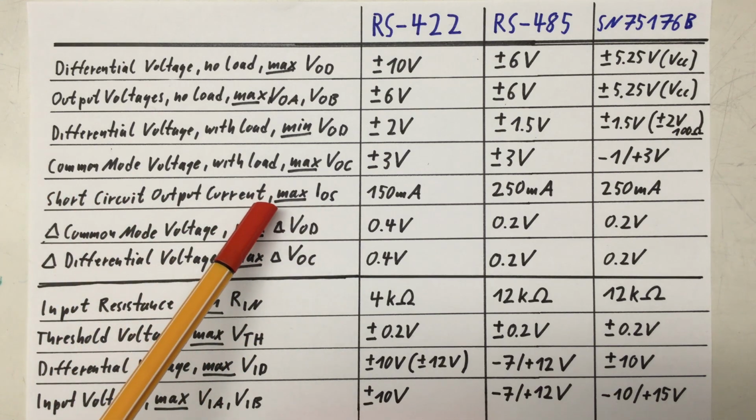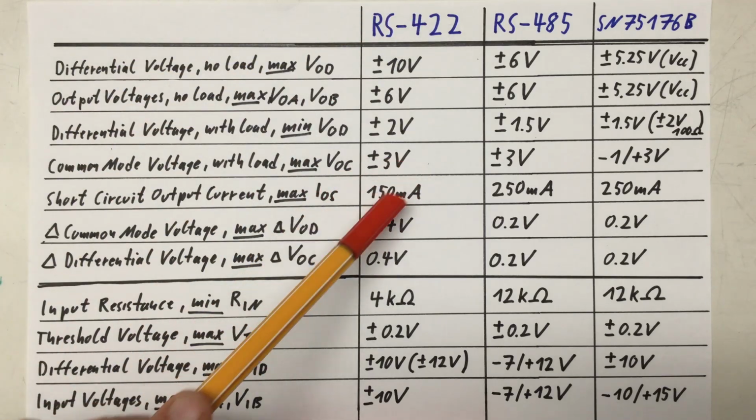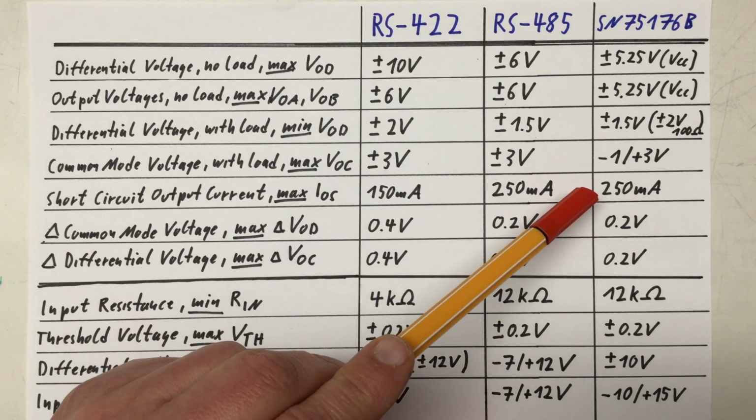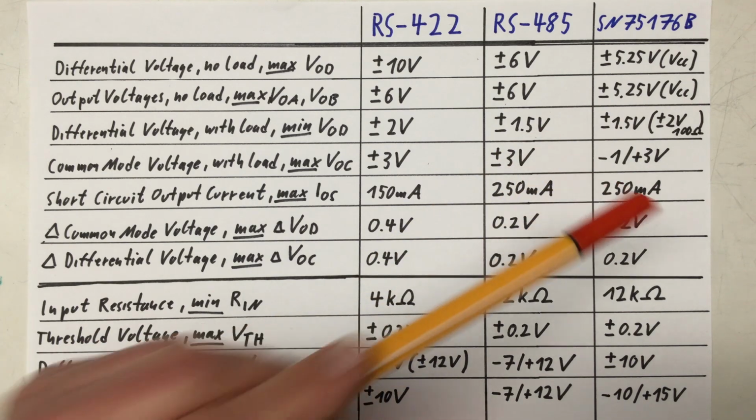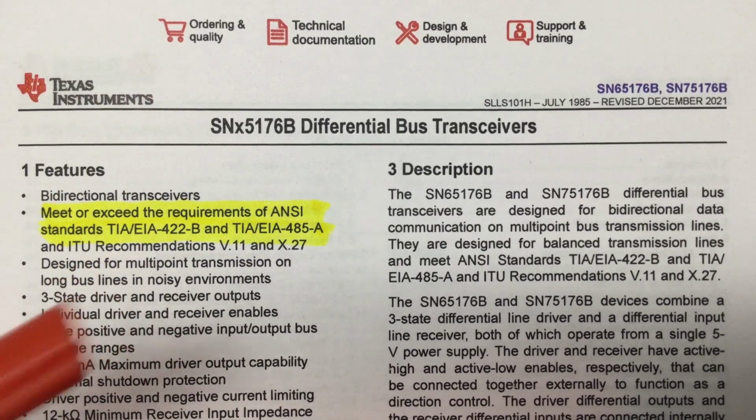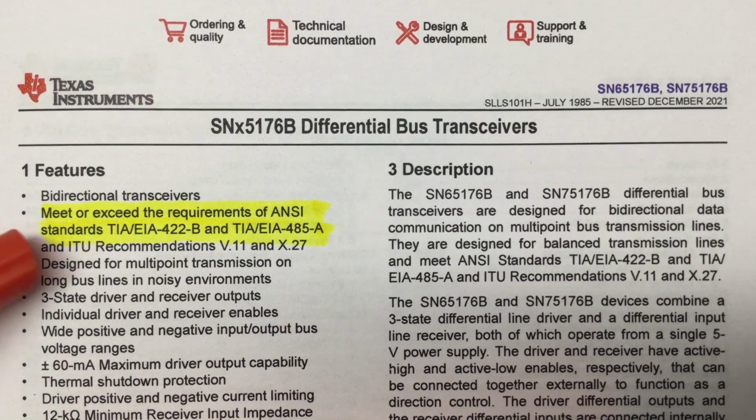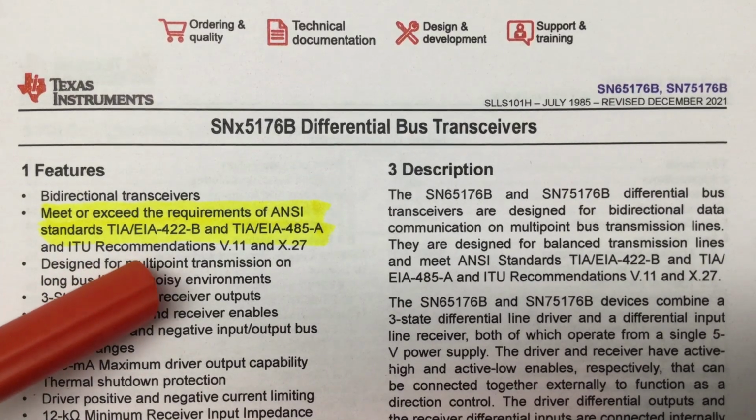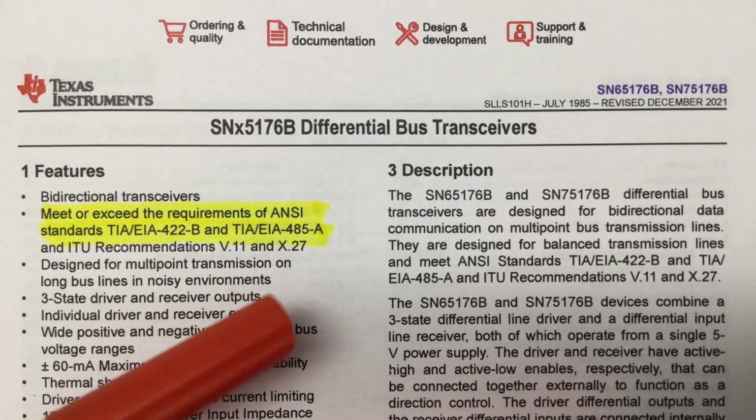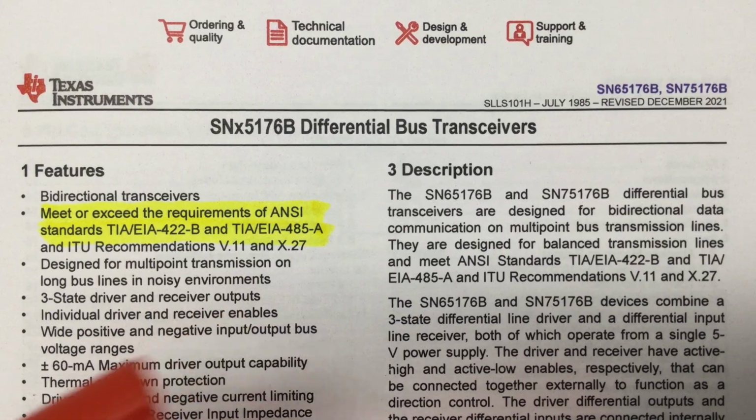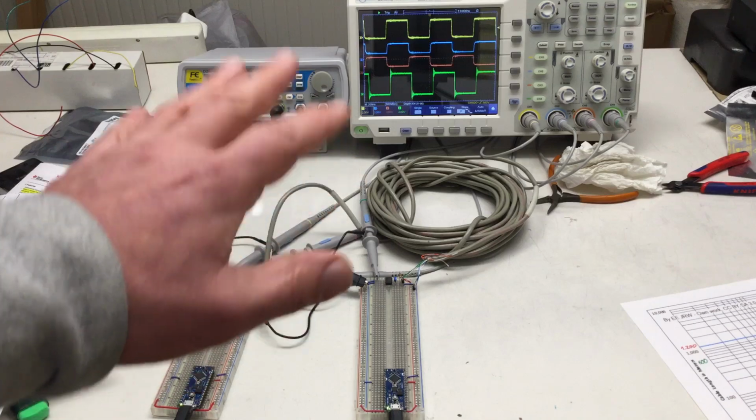short circuit output current, which should be limited according to RS-422 to 150 milliamps, and our chip only limits it to the RS-485 value of 250 milliamps. And indeed, if you look at the first page of the datasheet, 1 features, it states that it meets or exceeds the RS-422 and RS-485 requirements, which is not completely true because the short circuit output current is only limited to 250 milliamps. Yeah. Let's talk about performance now.